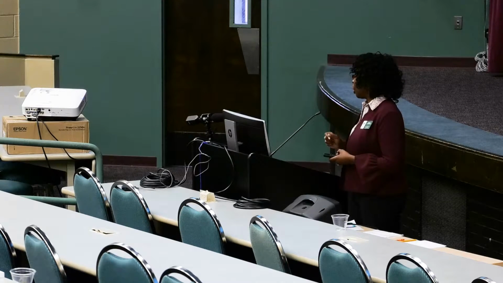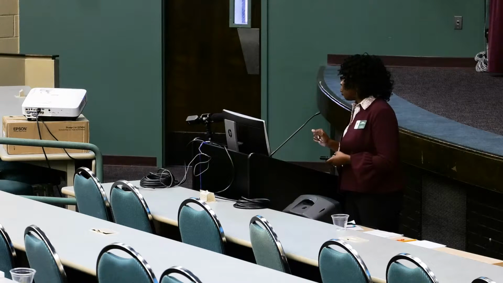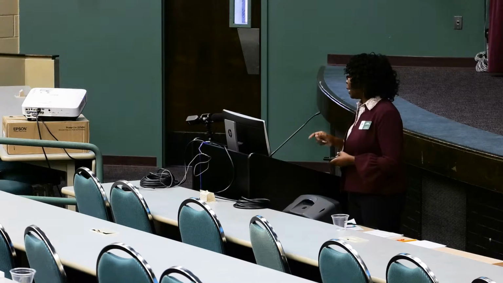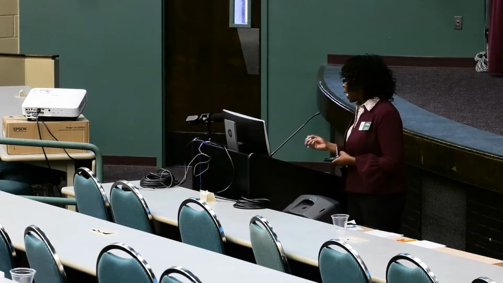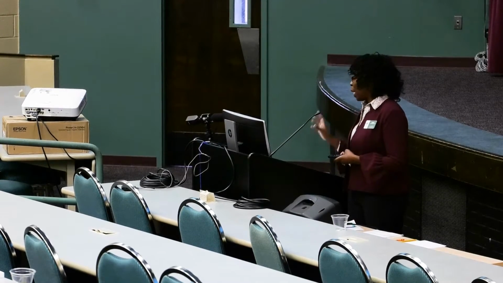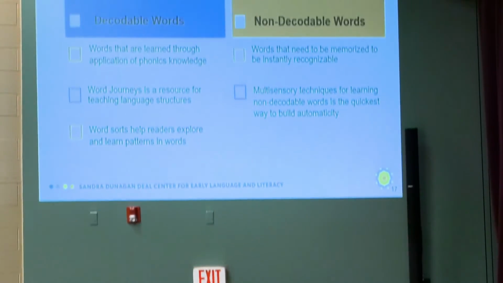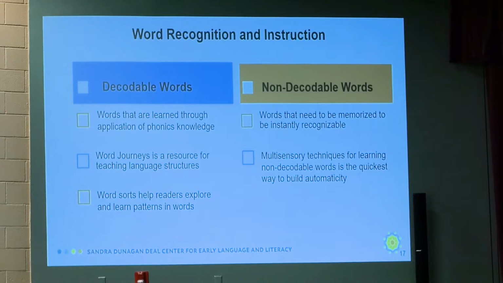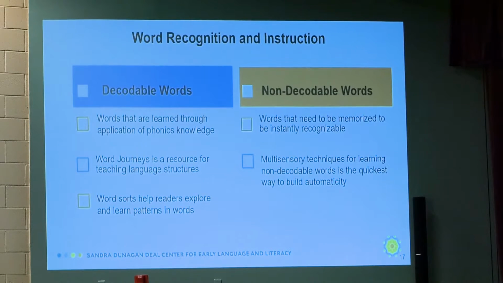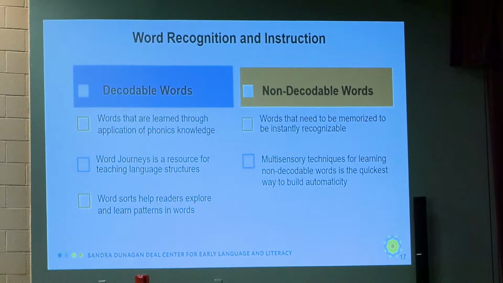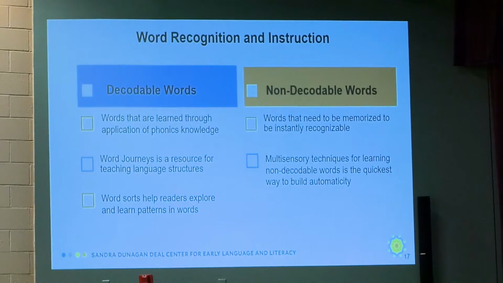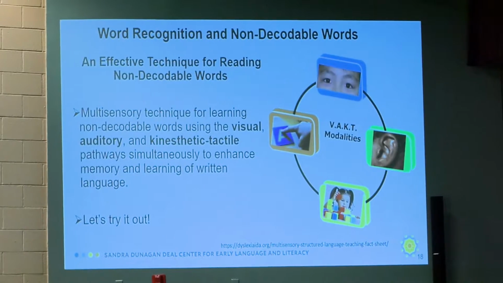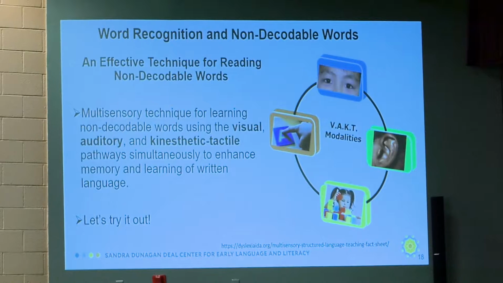It empowers them and gives them a strategy and a tool. Non-decodable words are words that need to be memorized, right? They need to be instantly recognizable. And the best way to teach these types of words is through multi-sensory techniques. For learning non-decodable words, the quickest way to build automaticity is using multi-sensory strategies. So let's look at some here.